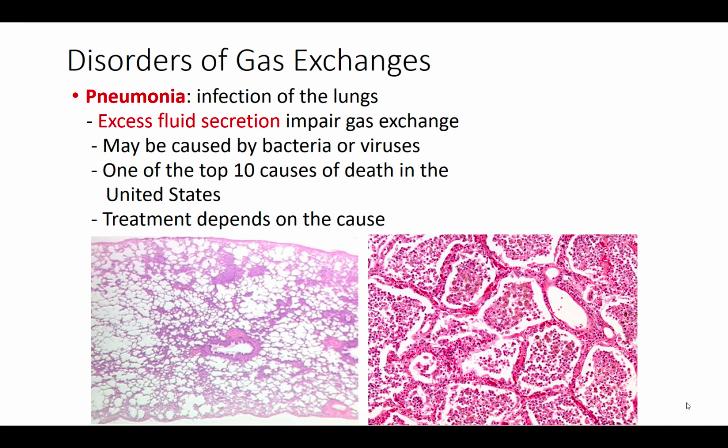Disorders associated with gas exchange. There are several causes and several conditions. The most common one is pneumonia, associated with infection, either bacterial or viral, that leads to inflammation of the alveoli and excessive production of fluid. The alveolar sac will be filled with fluid, inflammatory reaction, and excessive cells, and this will impair gas exchange that usually happens at the alveolar sac. This is a very common cause and one of the leading causes of death in the United States.